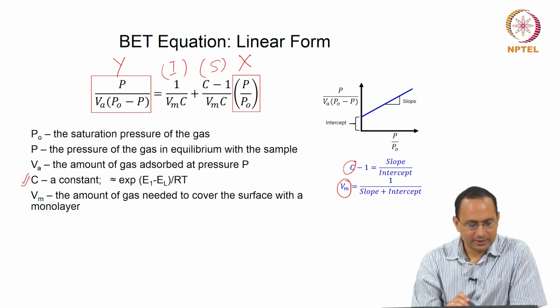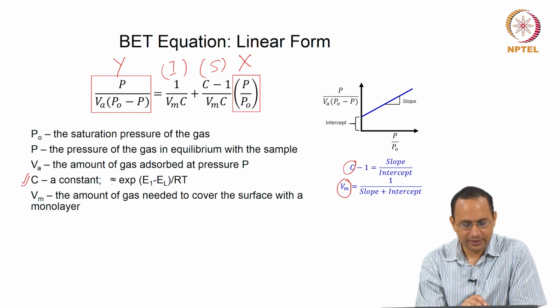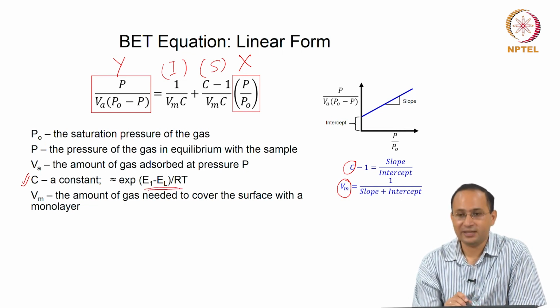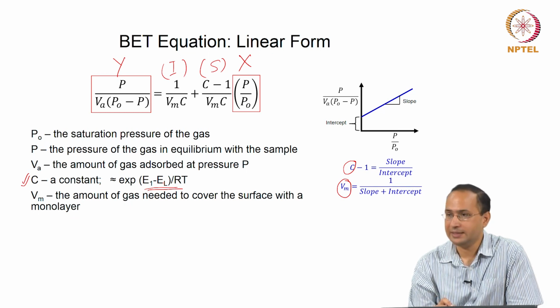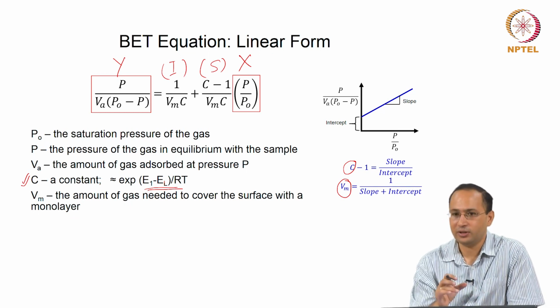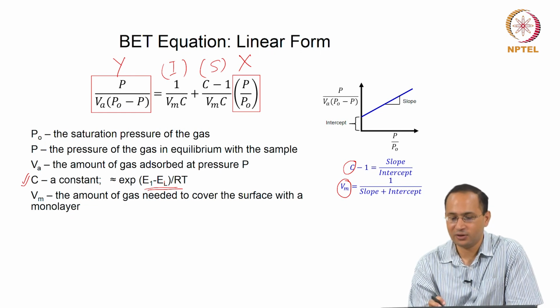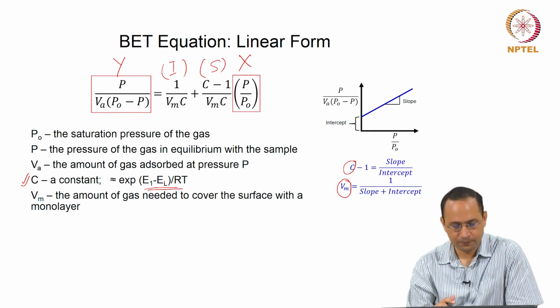And you notice the constant C depends on the energy of adsorption. E1 is the energy of adsorption of the first layer, and EL is the energy of adsorption for the second layer onwards, the second layer, third layer. So, this constant C depends on the difference between the energy of adsorption for the first layer and the Lth layer, right.